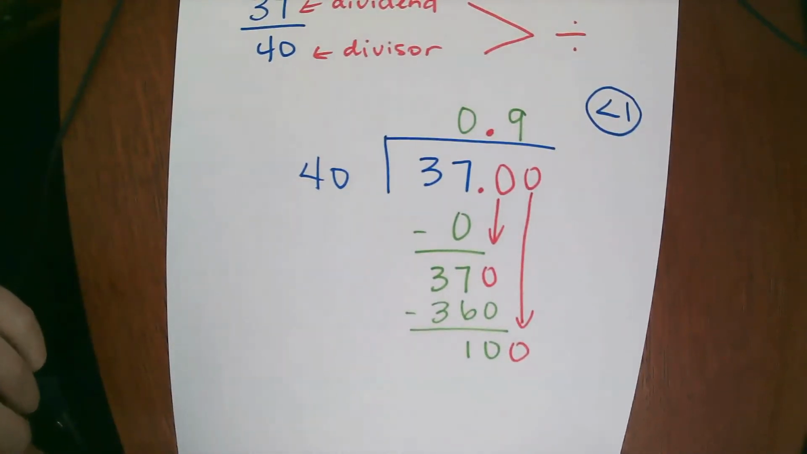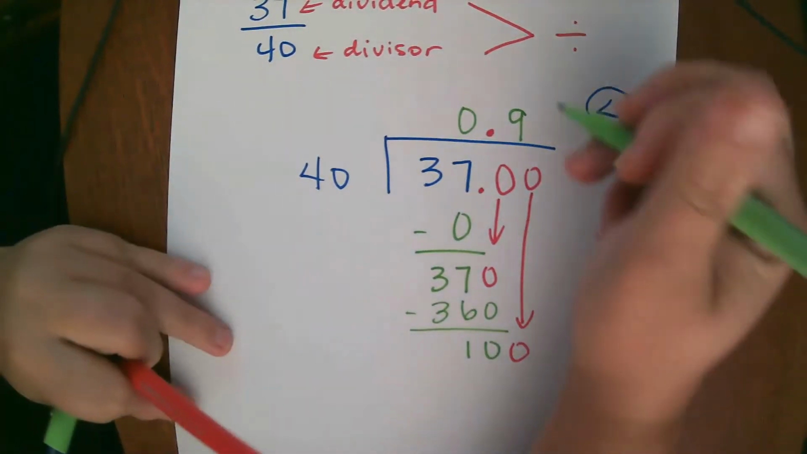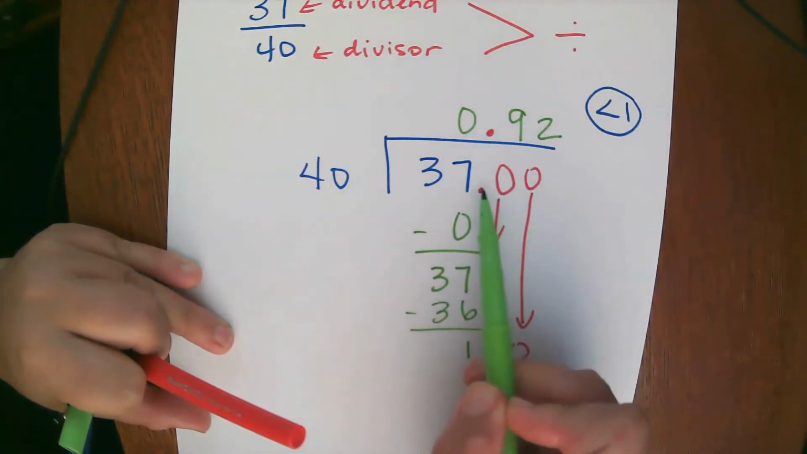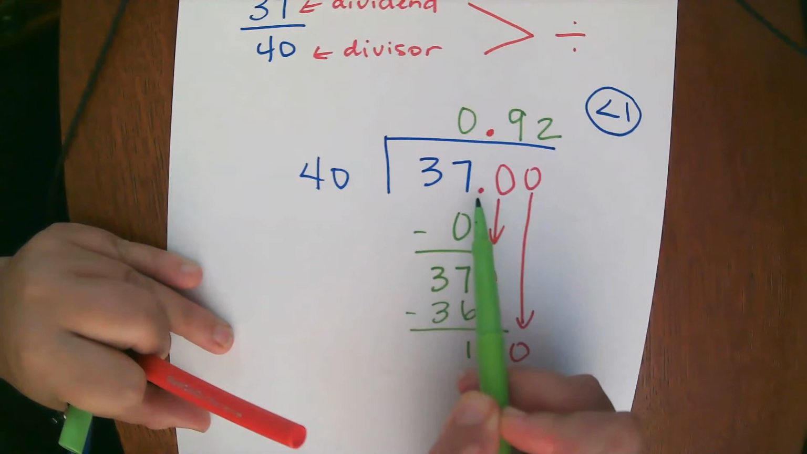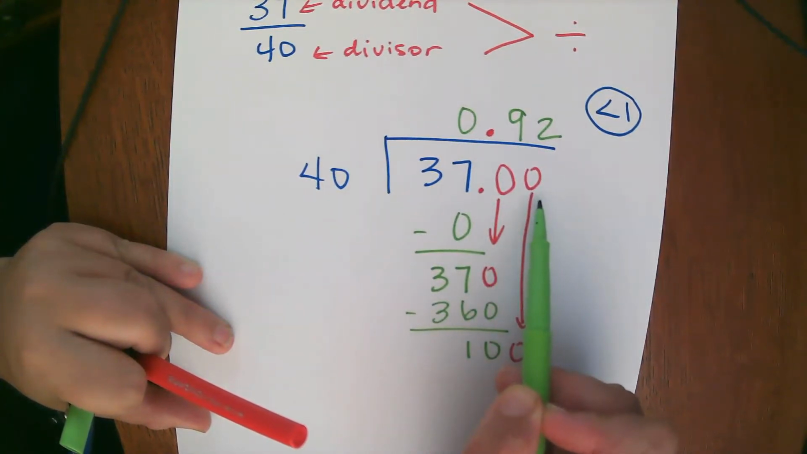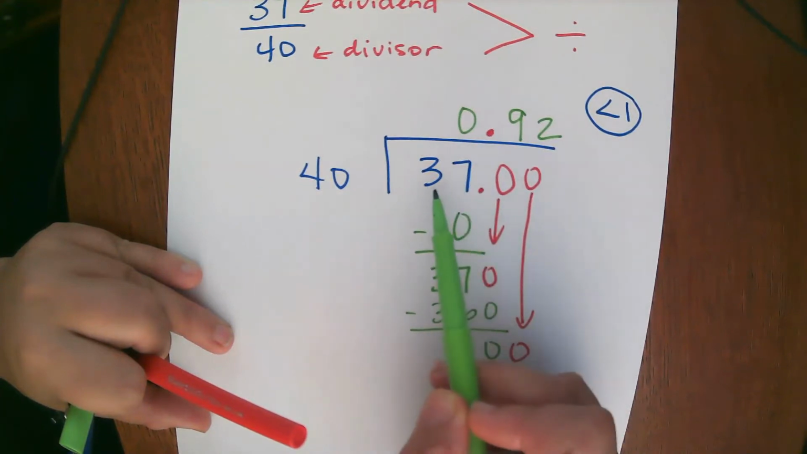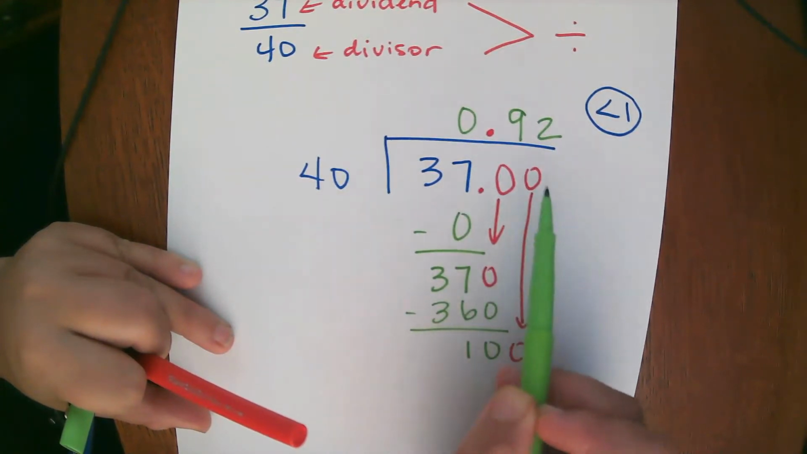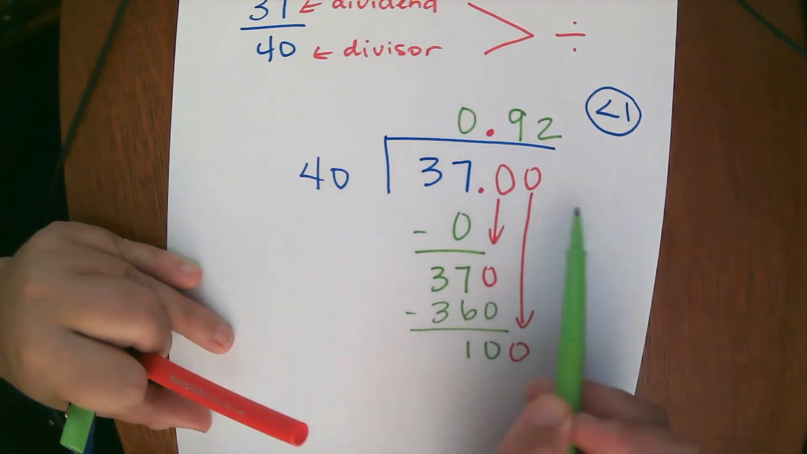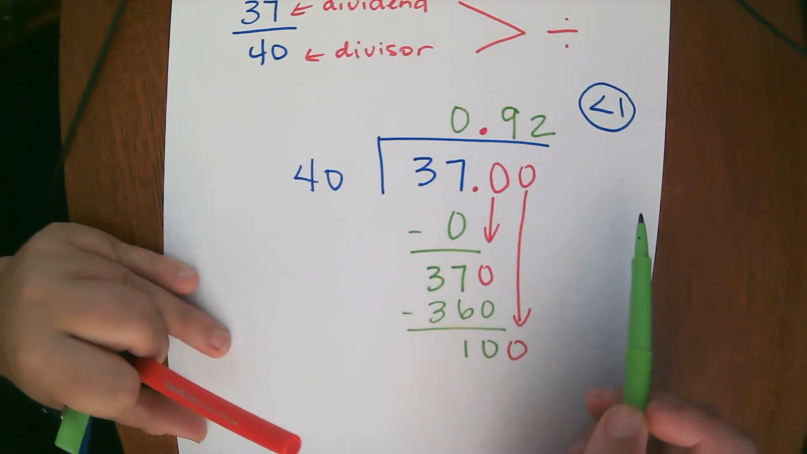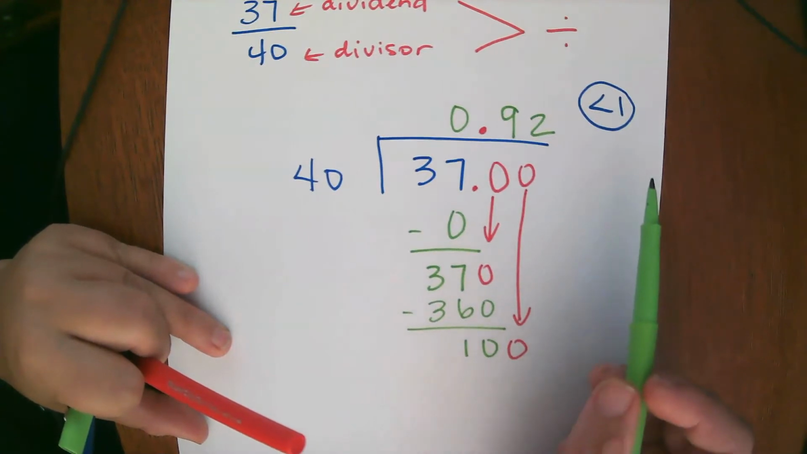Okay, now can 40 go in 100? Absolutely. 40 goes into 100 twice. And remember, the only reason why I was able to add another 0 is because we have that decimal there. If there was no decimal there, I can't add zeros. Because then it would be like I'm going from 37 to 370 to 3,700 to 37,000. Those are big jumps, right? We can't just add zeros.